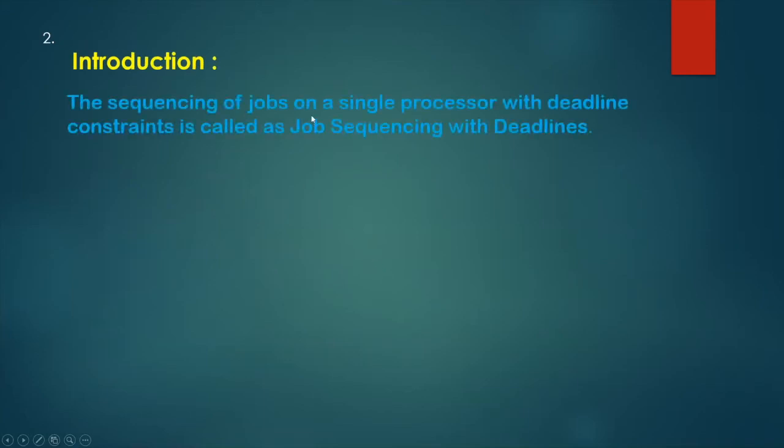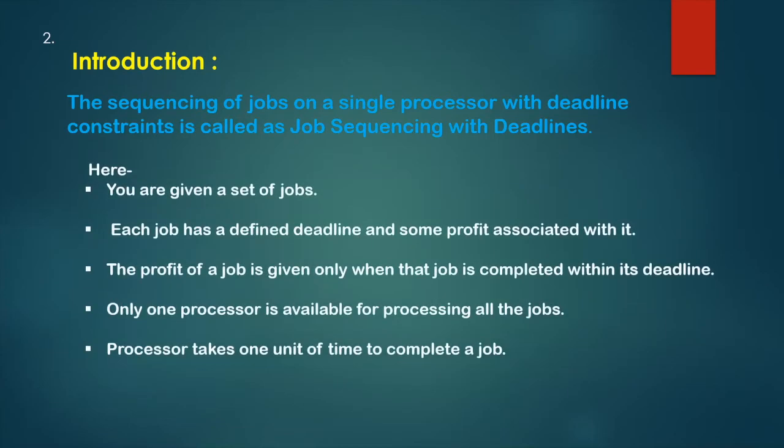The sequencing of jobs on a single processor with deadline constraint is called job sequencing with deadlines. Here we will be given a set of jobs with their deadline and associated profit. When we complete the jobs, we will have the maximum profit, which will be the optimal solution for us. The next point is that only one processor is available for processing all the jobs. The most important thing is that all the jobs must be processed by only one processor.